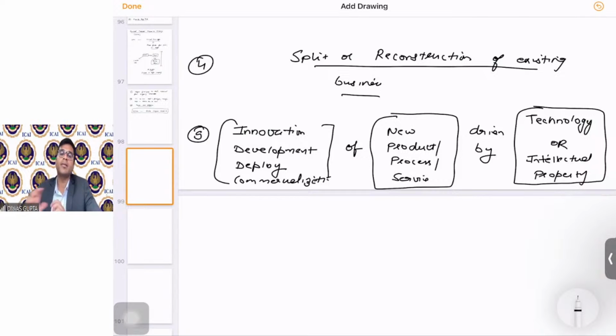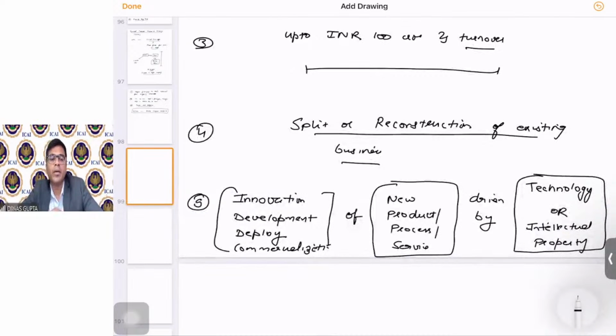So students, you may be opening a new business which satisfies all the conditions from first to fourth. But if the fifth condition is not there, if no proper technology is being used to innovate, develop, deploy, or commercialize the new product, process, or service, then it's not a startup. For a startup to happen, it should first of all be a new product, new process, or new service, and there has to be an element of technology or intellectual property in that. There has to be extensive use of such technology or intellectual property. Then only we can say that this is a startup. So students, the definition of startup is clear now.